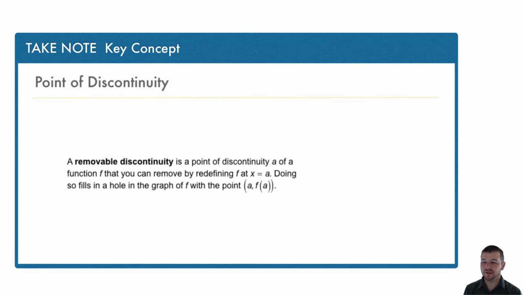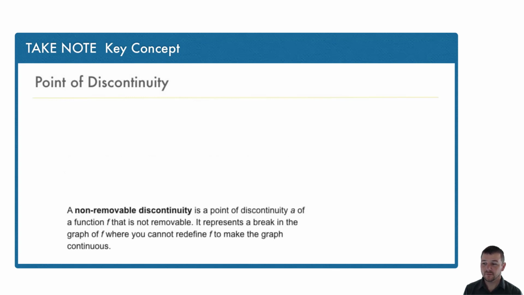First, a removable discontinuity is a point of discontinuity a of a function f that you can remove by redefining f at x equals a. Doing so fills in a hole in the graph of f with the point a, f of a. Next, a non-removable discontinuity is a point of discontinuity a of a function f that is not removable. It represents a break in the graph of f where you cannot redefine f to make the graph continuous.